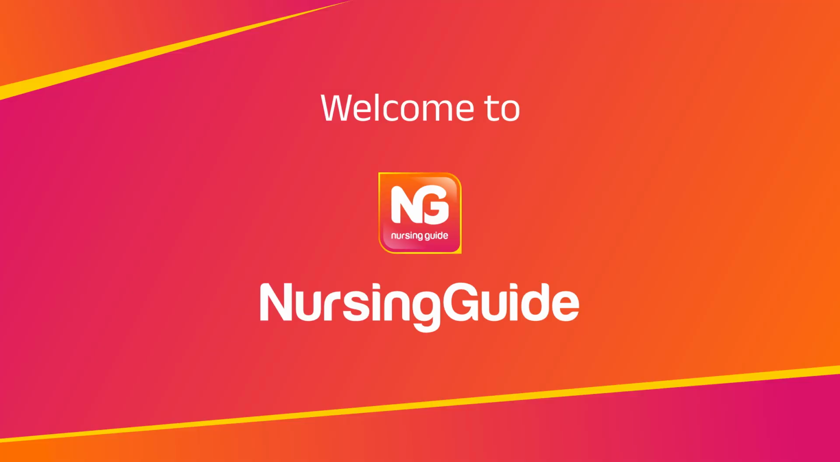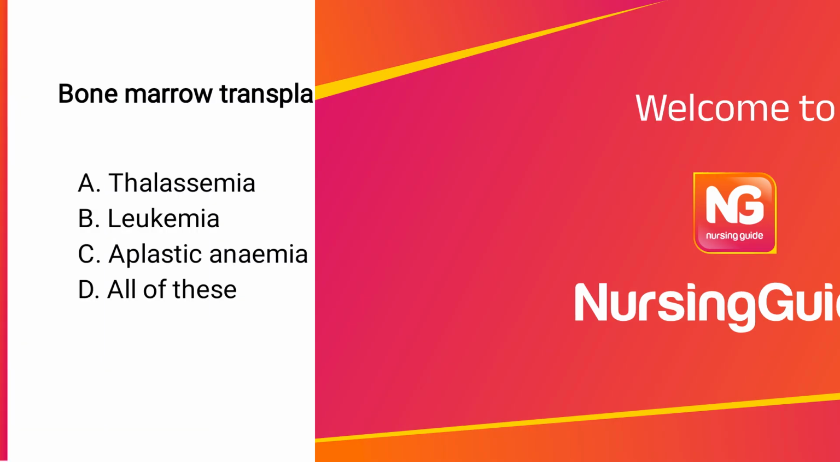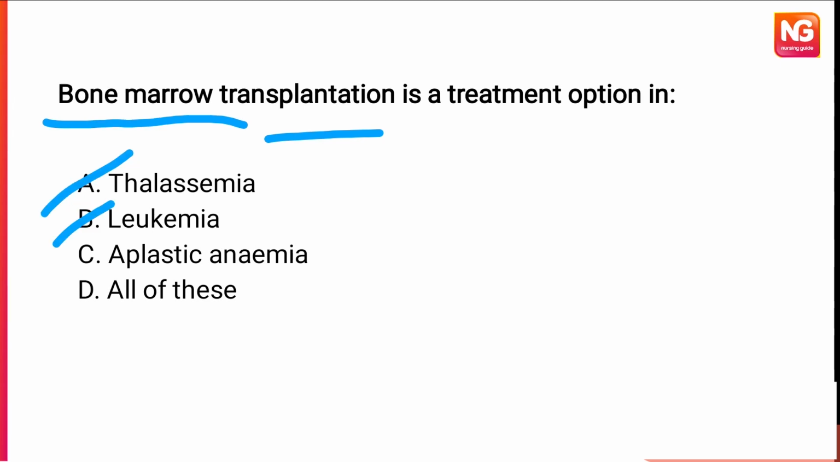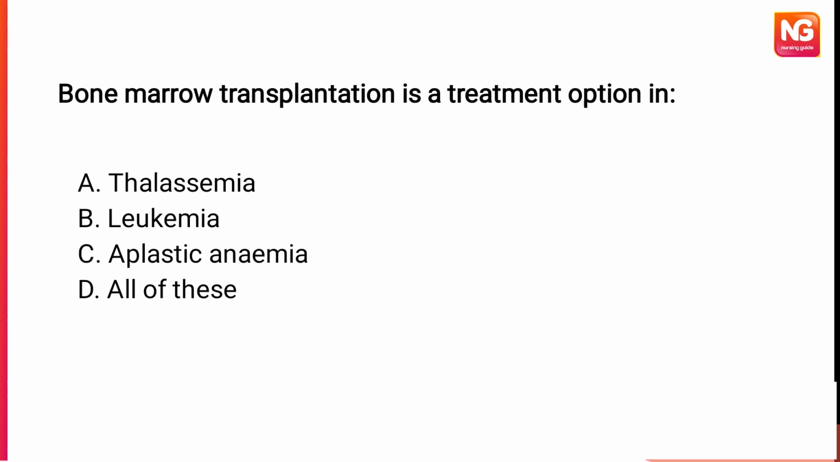Today we are going to discuss RRB exam MCQs. Our first question is: bone marrow transplantation is a treatment option in option A thalassemia, option B leukemia, option C aplastic anemia, option D all of this. The correct answer is option D. Bone marrow transplantation is a treatment for thalassemia, leukemia, and aplastic anemia.